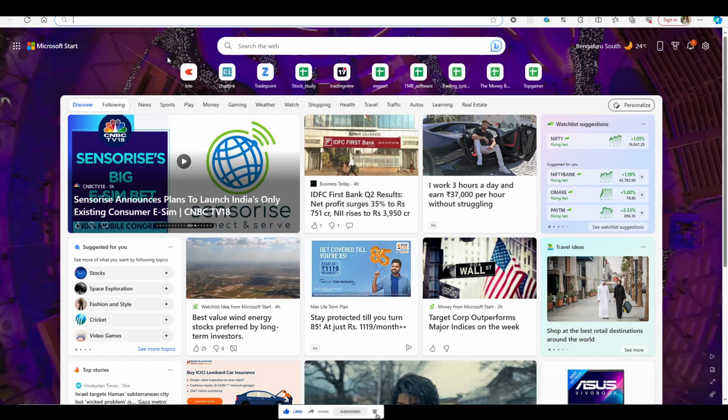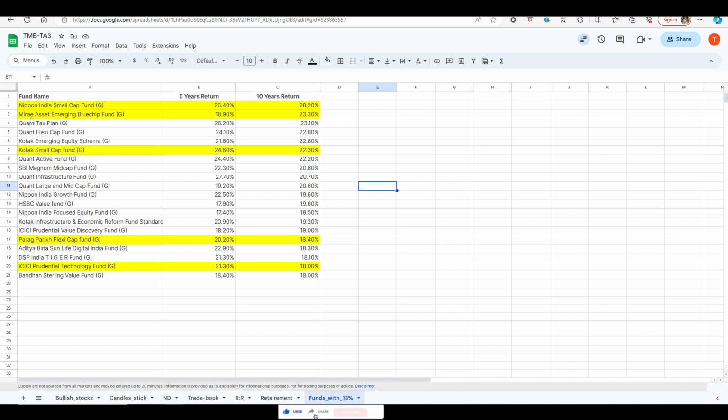For that I have collected the funds. These are the funds. Nippon India Small Cap Fund has given 26% for the last 5 years and 28% for the last 10 years. Mirae Asset Emerging Bluechip Fund has given 23% returns. Kotak Small Cap Fund has given 22% returns. Parag Parikh Flexi Cap Fund has given 18% in the last 10 years. ICICI Prudential Technology Fund has given 18% in the last 10 years.